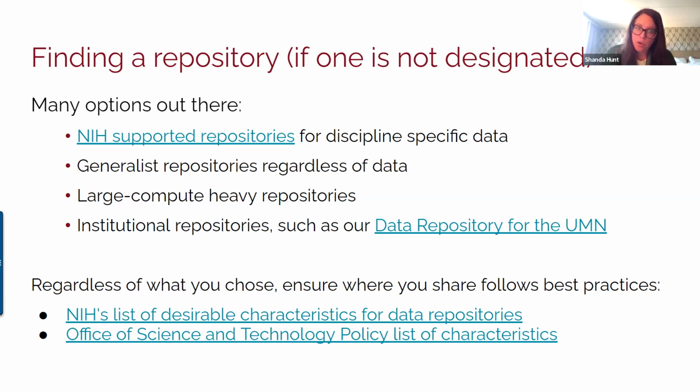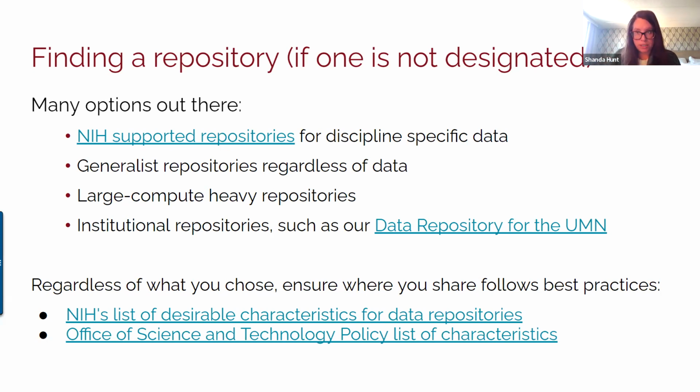And then there's also institutional repositories. So a good example of that, of course, is our data repository for the U of M. We call ourselves DRUM, like Ruby said, and frequently institutional repositories, including DRUM, are fully open access. That means the public can access all of the data that's in our repositories. So we're going to talk about that as a consideration.